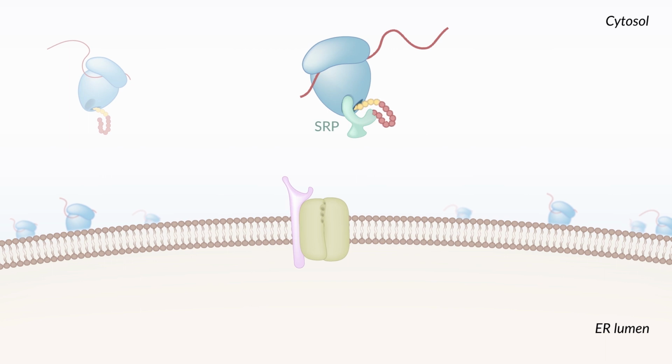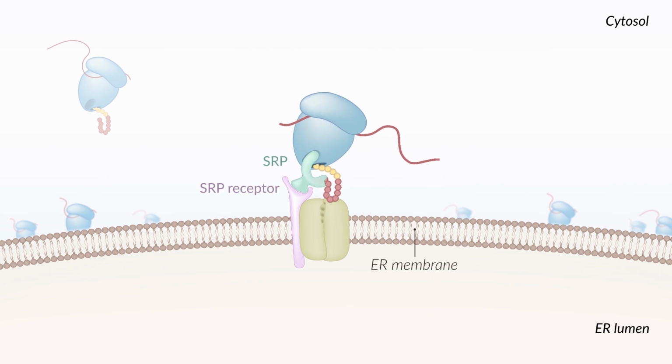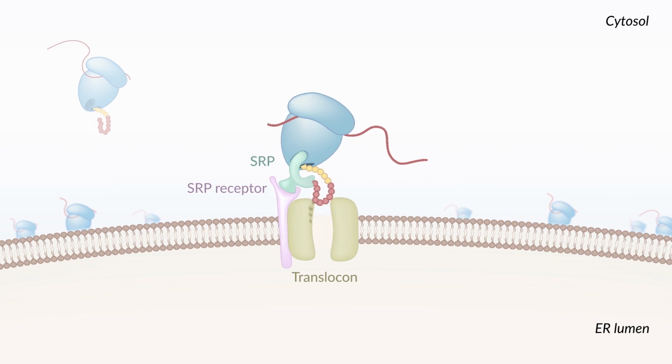The SRP stops translation and binds to the SRP receptor located in the endoplasmic reticulum membrane. As a result, the SRP ribosome complex and translocon come in close proximity. The translocon is a complex of transmembrane proteins, which opens like a channel once the SRP ribosome complex binds.